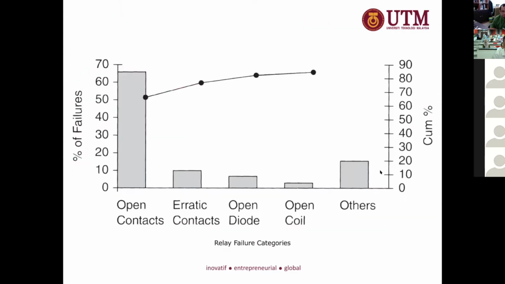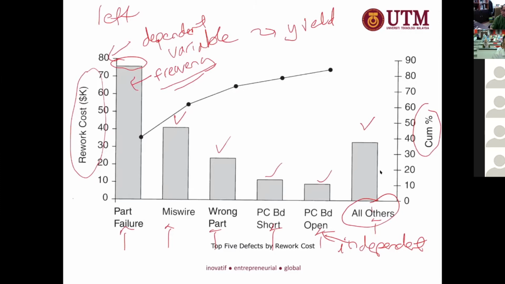This is also a Pareto plot. But what is interesting here is, if you remember the 5 why, 1 how method, we can use this Pareto for the 5 why and 1 how as well. So what pulls our interest here, we have the top 5 defects that contribute to the reward cost.